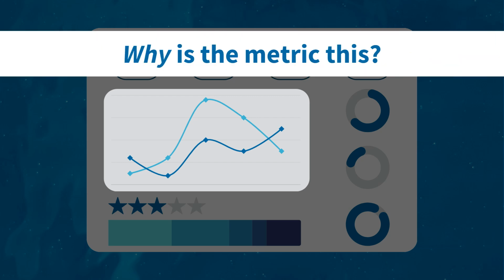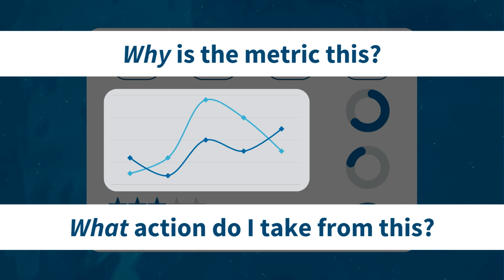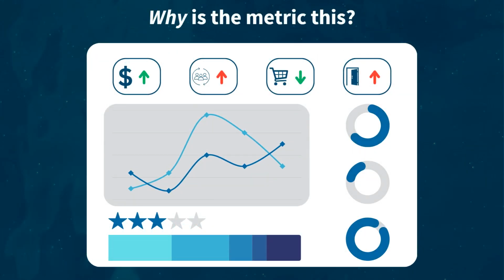Why is that metric the value it is? And what action can you take from the data you're being presented? We'll tackle these one at a time, starting with why is the metric this way? We'll look at this mock-up report as an example. There's a lot of different data that we're representing here.